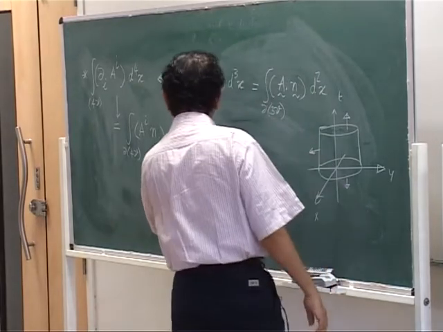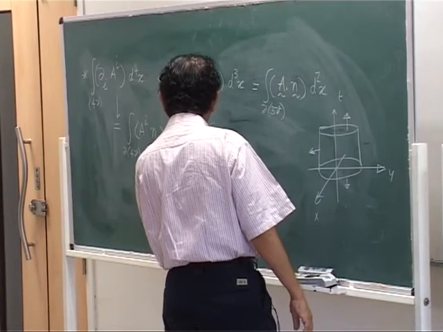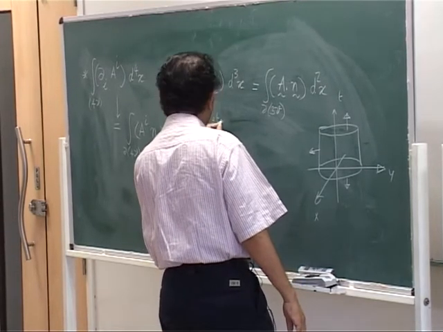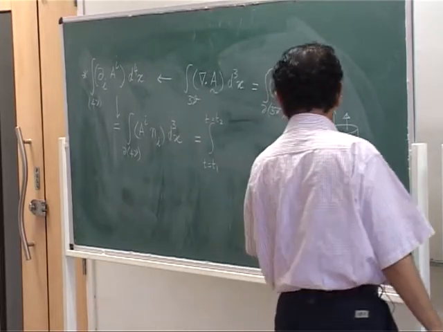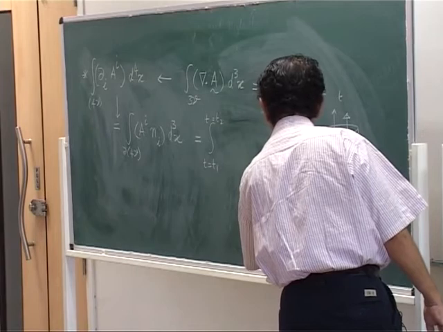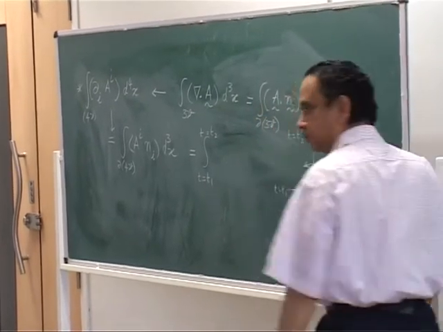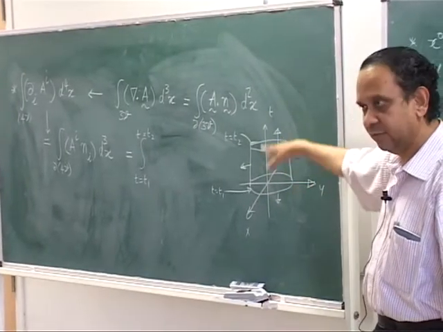So you just have to do the integral from t equal to, let us say, t1 to t equal to t2. Here it might look as though it is the origin, but that need not be. This could be t equal to t1 and this could be t equal to t2, okay. These are the two surfaces.